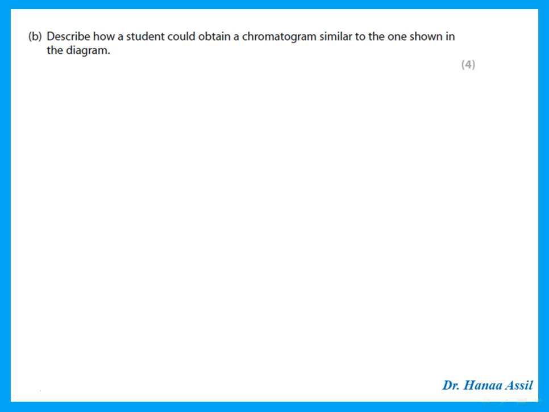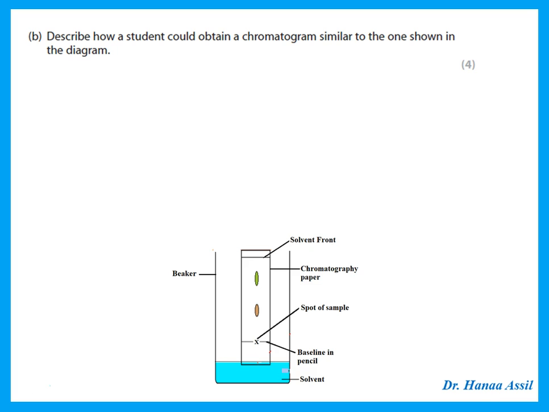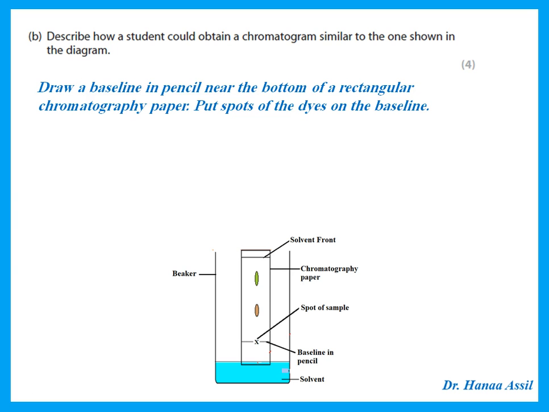Describe how a student could obtain a chromatogram similar to the one shown in the diagram. How do we do chromatography? That's what he's telling you to explain. So I want to explain how we do chromatography. Remember, in order to separate a sample into its different constituents, what do we do?